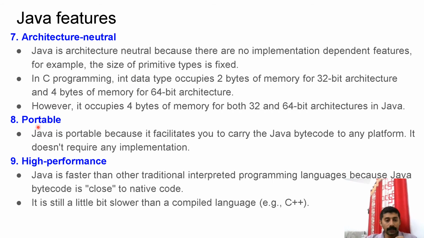Next thing is portable. Java is portable because it facilitates you to carry the Java bytecode to any platform. It doesn't require any modification to the bytecode. You can directly run the bytecode on a platform where there is a JVM.